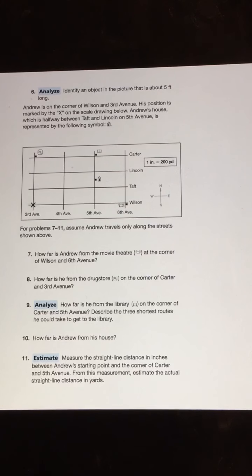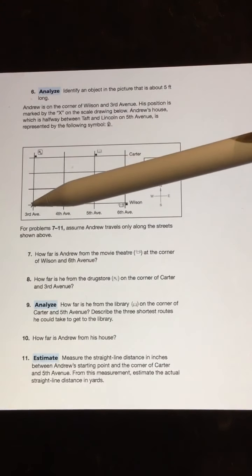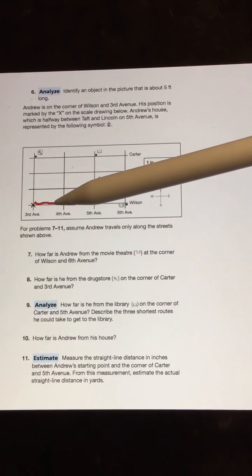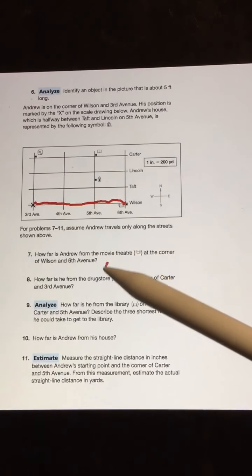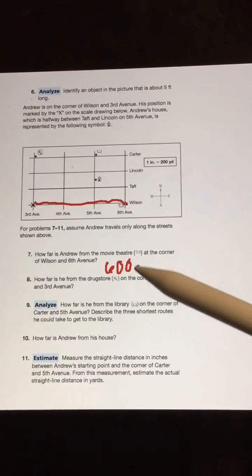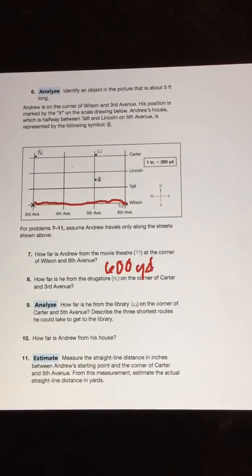So how far is Andrew from the movie theater at the corner of Wilson and 6th? So let's go. Here's Andrew, he's going 200. 200 plus 200 is 400 plus 600. Andrew is 600 yards from the movie theater, right?